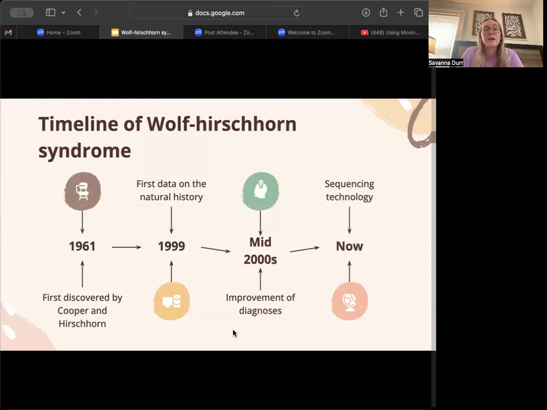Right now, we're developing more sequencing technology, which is just ways to be able to find the disability at different times in life. So different things that affect the disability, different things that bring it out more, and ways that we can specifically help a child.